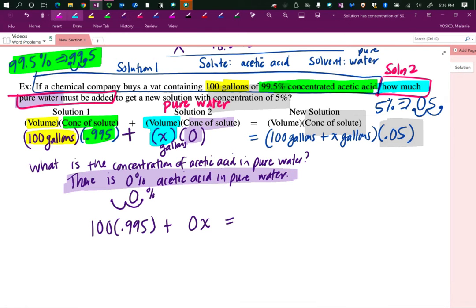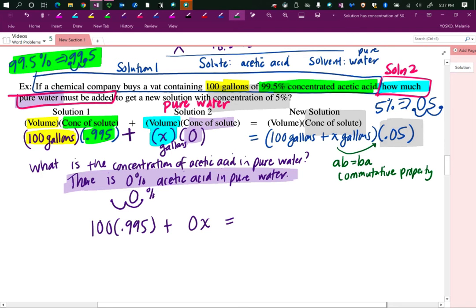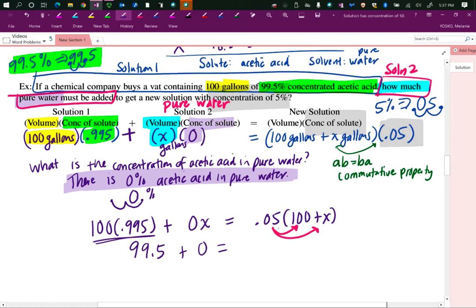Equals. Okay, we have a rule in algebra that says A times B is the same as B times A. It's the commutative property. And this is true if A and B are real numbers. So we can really flip the order of this. We can write this as 0.05 times 100 plus x. Okay, now we're going to solve this. We get 99.5. That's what you get when you multiply this. Well, 0x is just 0. Okay, and now we're going to do the distributive property. We're going to do 0.05 times 100, 5, plus 0.05 times x.